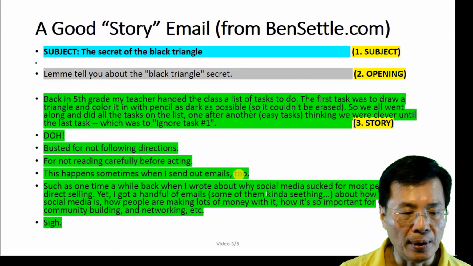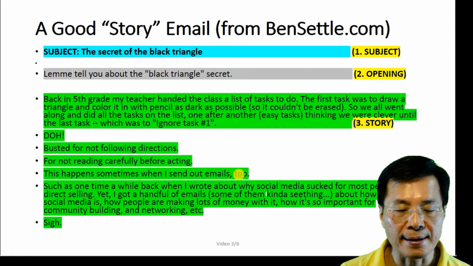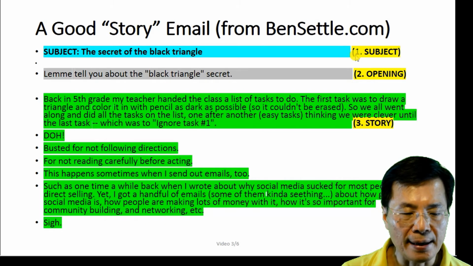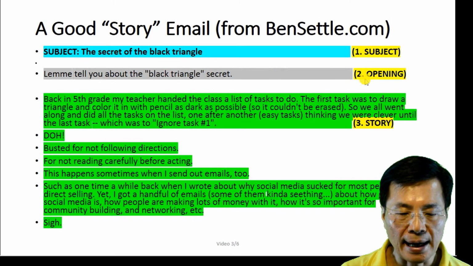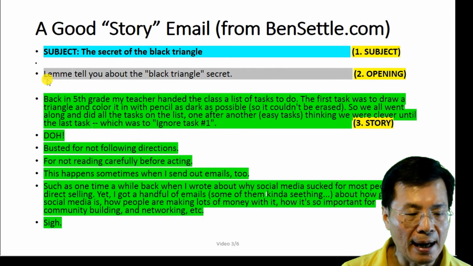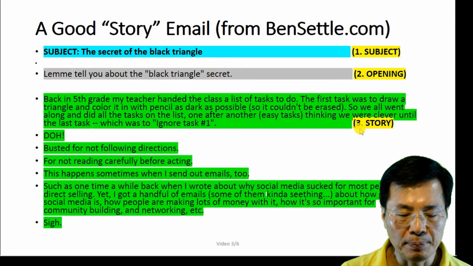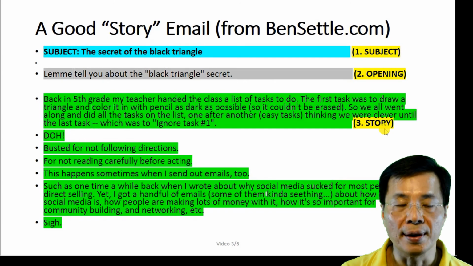Next, we look at a good story email from bensettle.com. The first line is the subject line. It says, "The secret of the black triangle." The second line is the opening. "Let me tell you about the black triangle secret." The third paragraph is the story.